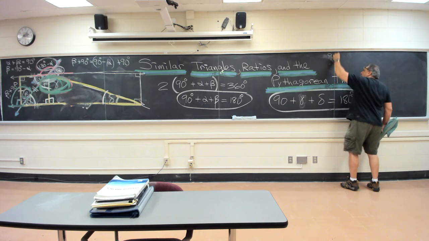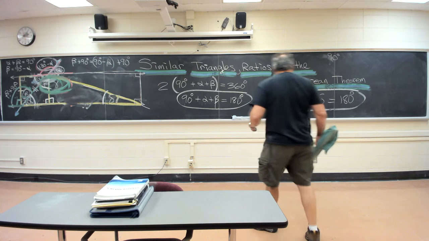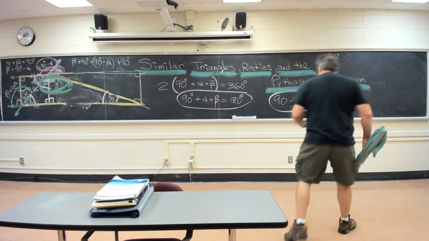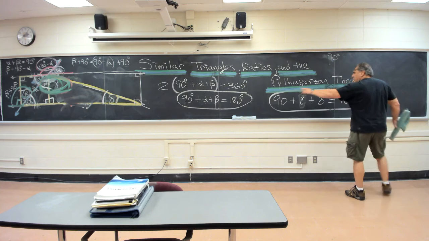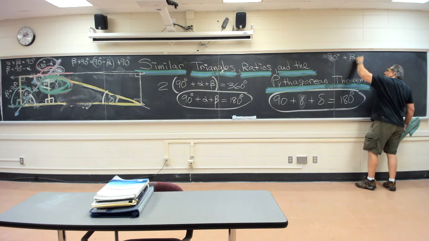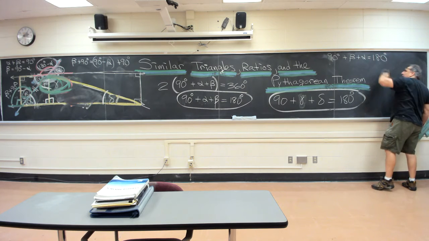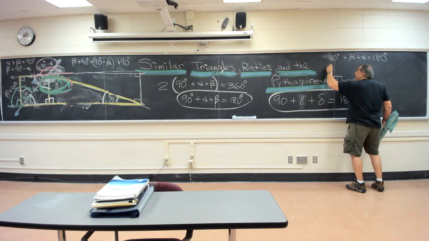I'll go 90 degrees plus alpha. I want the beta and the gamma to somehow be pretty close together. So you're going to watch what I'm about to do here. I'm going to switch the alpha and the beta, the order of the addition. That doesn't mean anything. That's 180. Then I'll deal with this guy.